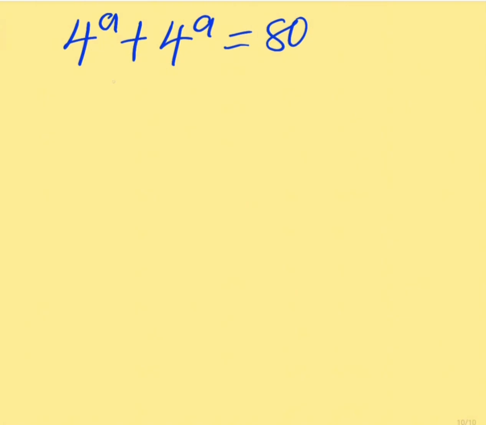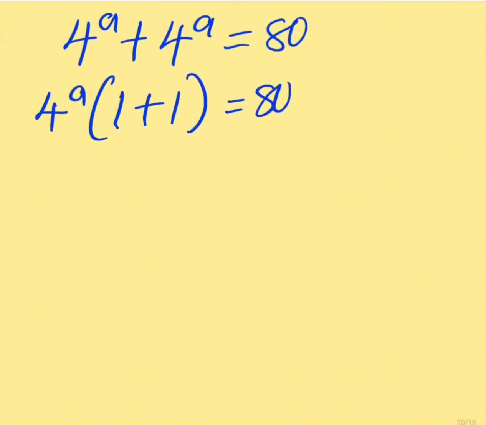Now, when you have 4 power a plus 4 power a, you can factor out 4 power a because 4 power a is common, right? So you factor out 4 power a. So 4 power a divided by 4 power a will give us 1, plus 4 power a divided by 4 power a will still give us 1. Everything is equal to 80. 1 plus 1 is 2. So we have 4 power a multiplied by 2 is equal to 80.